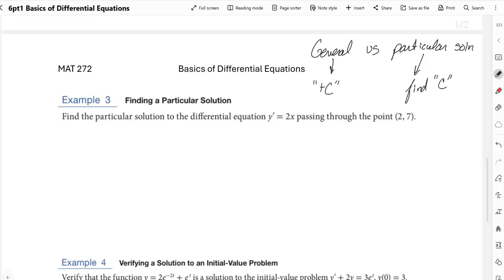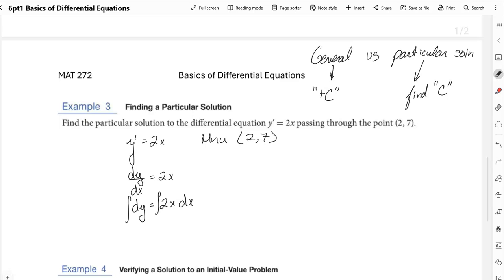So let's look at this example. We want to find a particular solution to the differential equation y prime equals 2x, and it's going to pass through the point (2, 7). We started solving things like this back in Calc 1. We could rewrite y prime as dy over dx. And then we did something called separation of variables, and we'll get more into that a little later in this chapter about differential equations. But we want to get all the y stuff on one side and all of the x stuff on the other side. And now we're in a form where we can integrate.